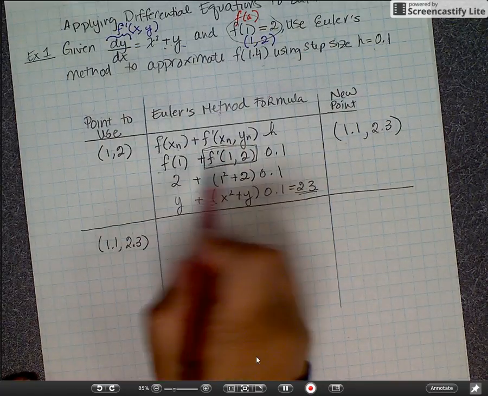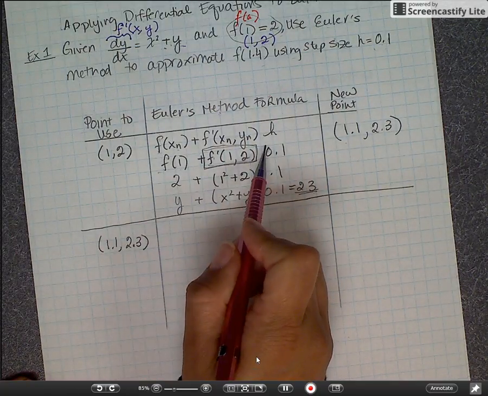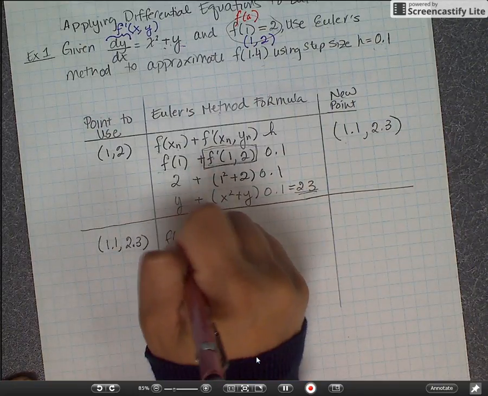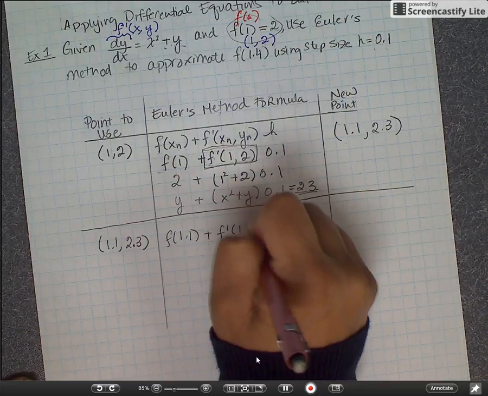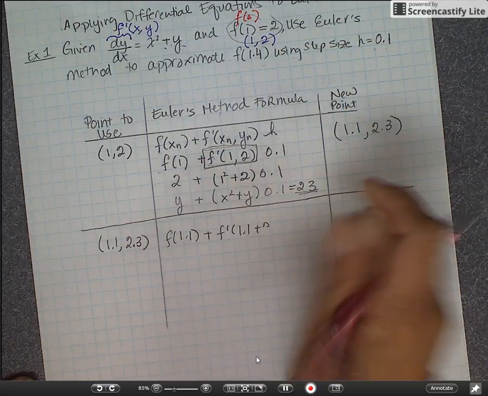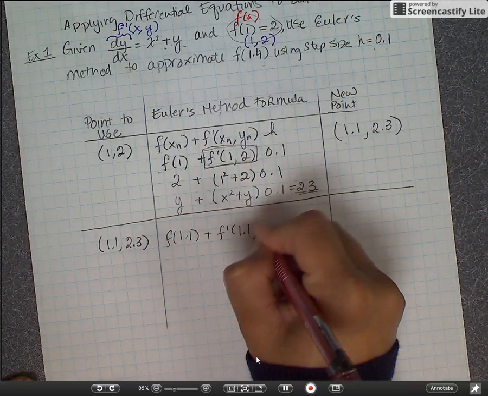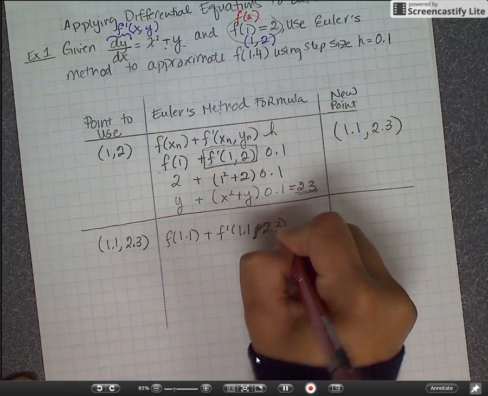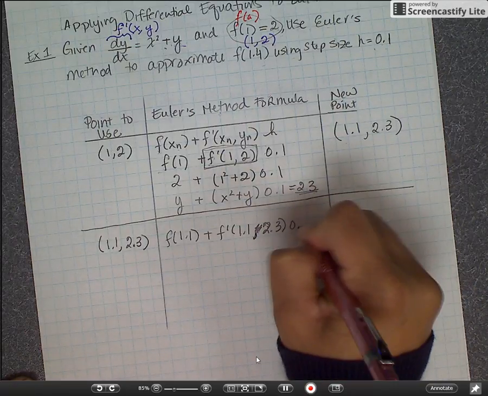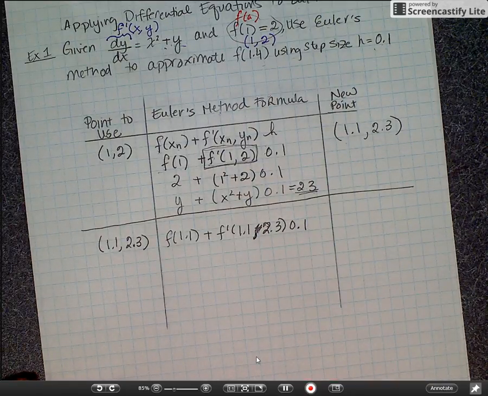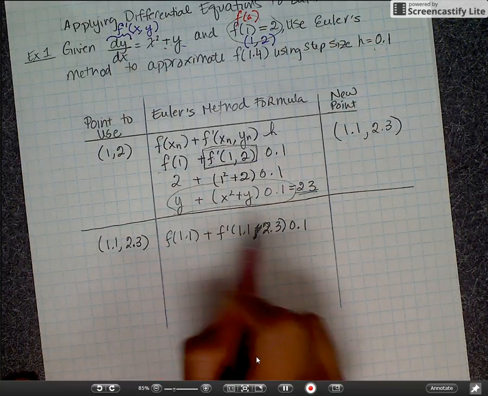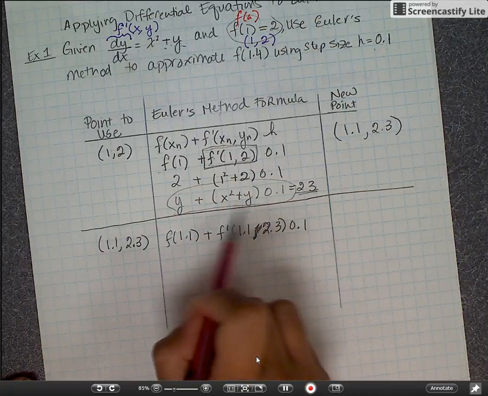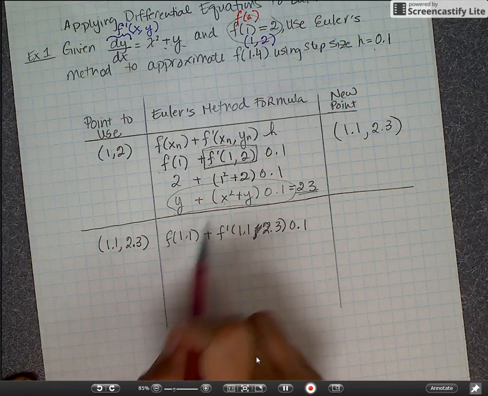So I'm going to apply this formula again. I'm going to do f of 1.1 plus f prime of 1.1, comma, 2.3, and times that by 0.1. I'm going to use this again, but I'm going to restore my y as 2.3, and I'm going to restore my x as 1.1.